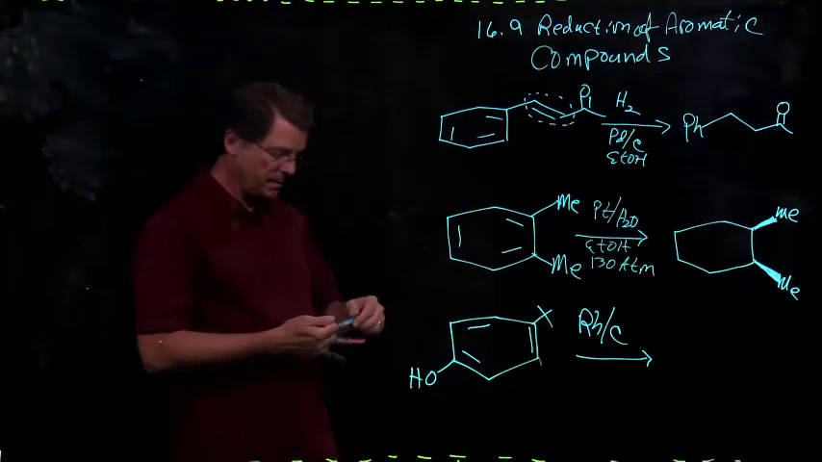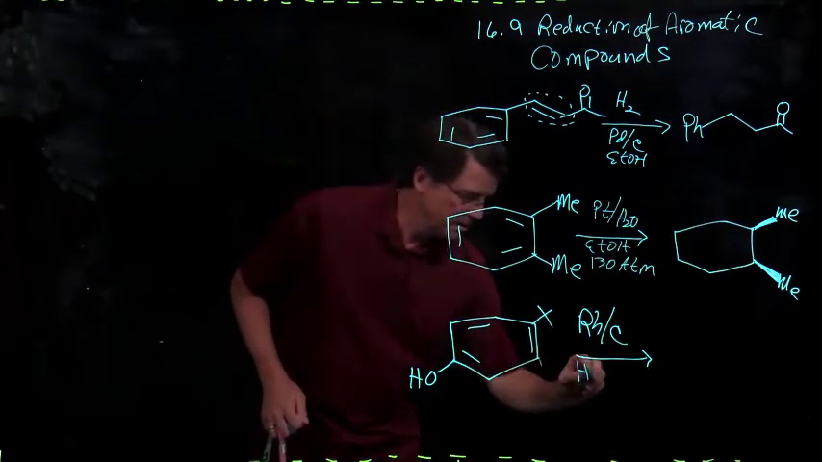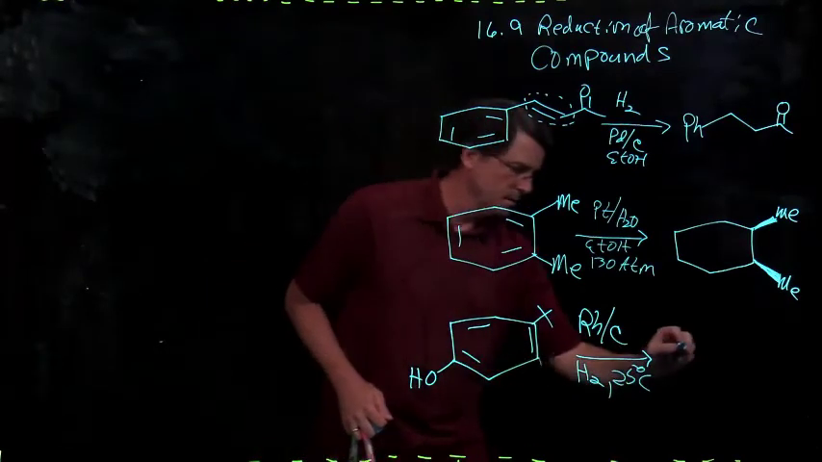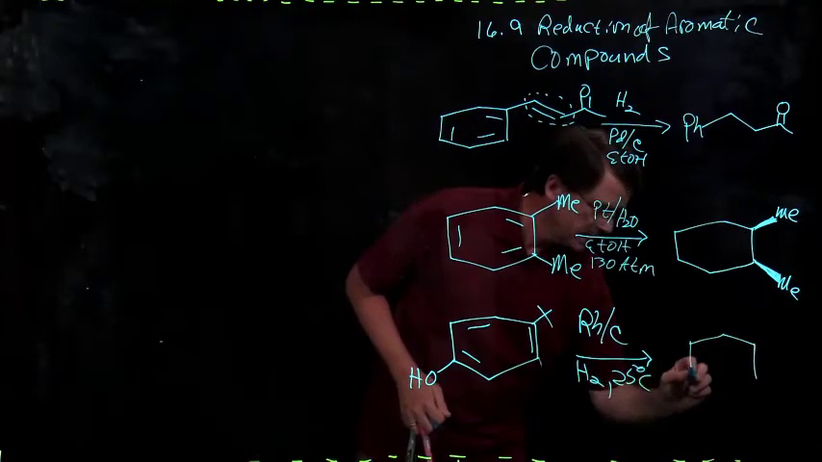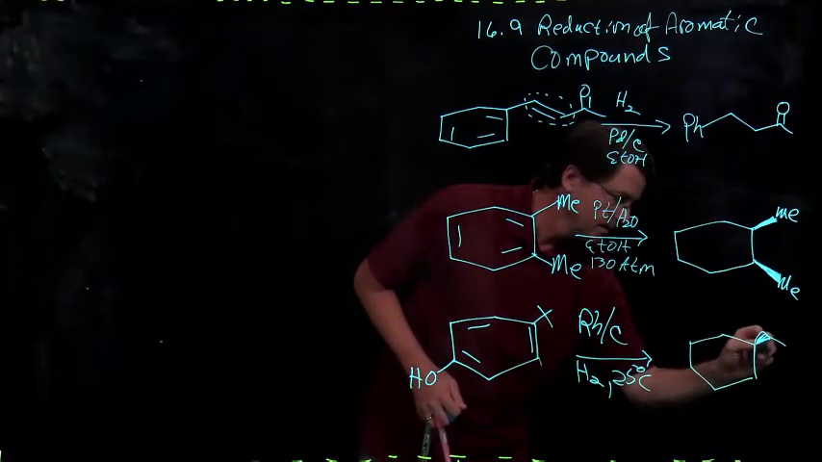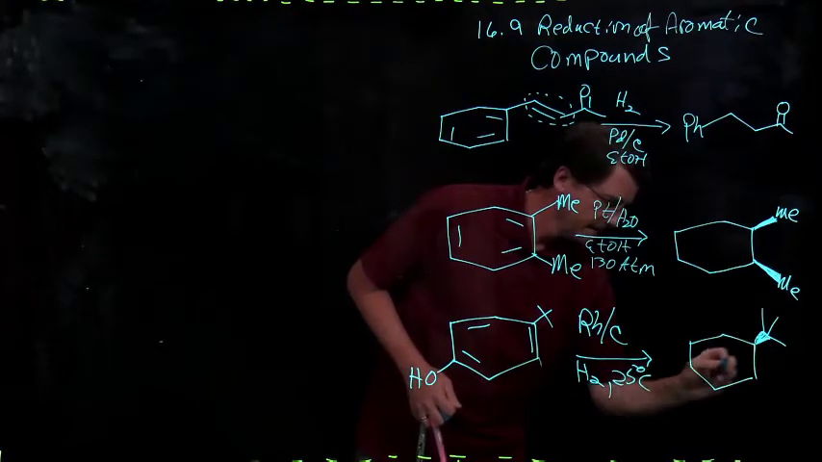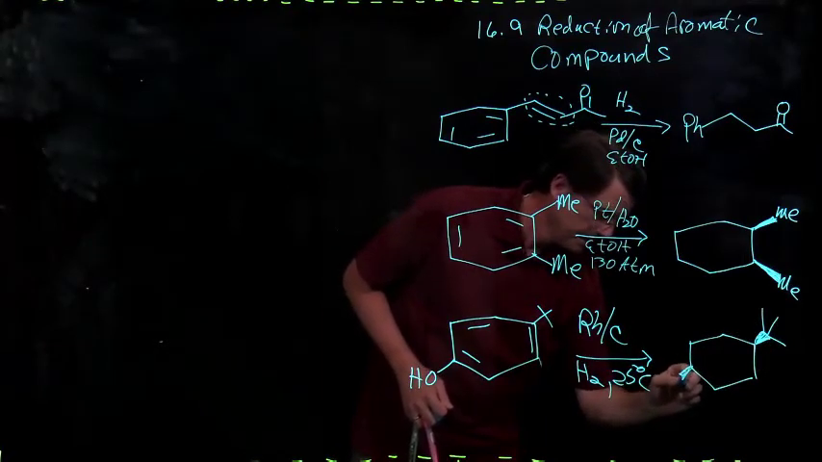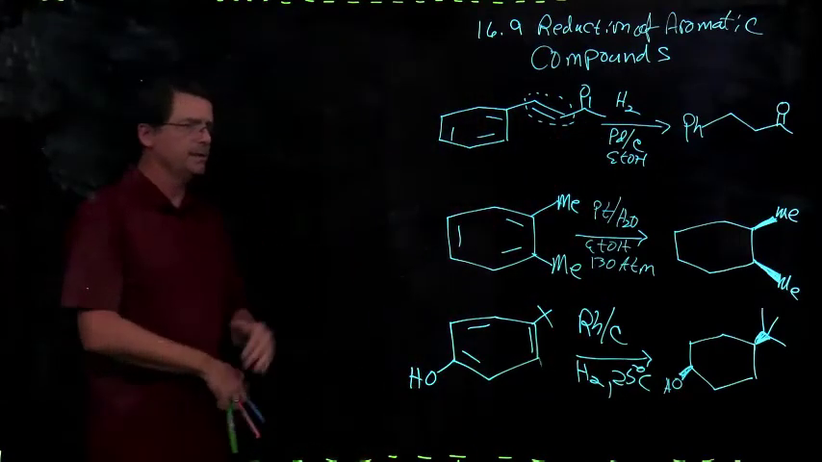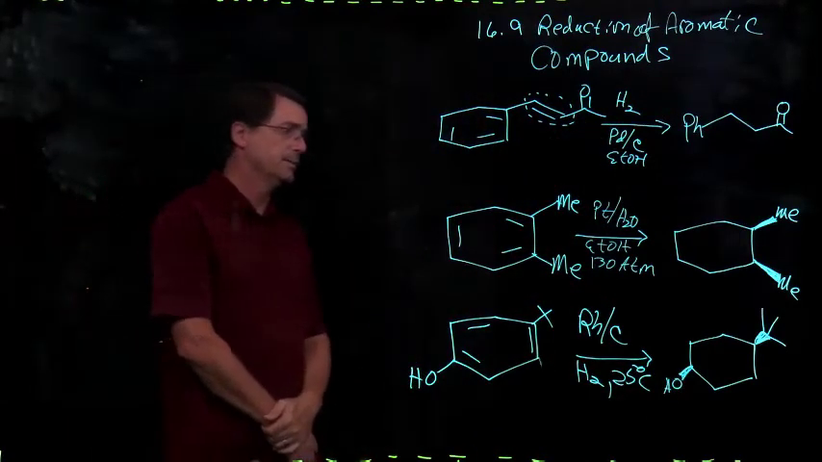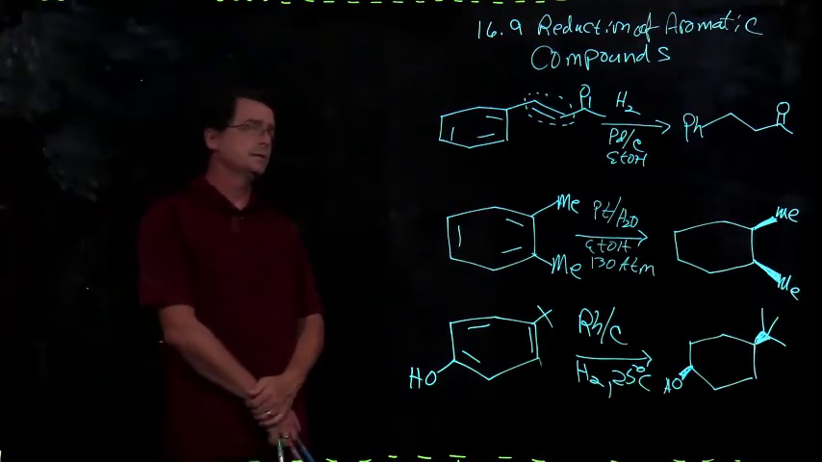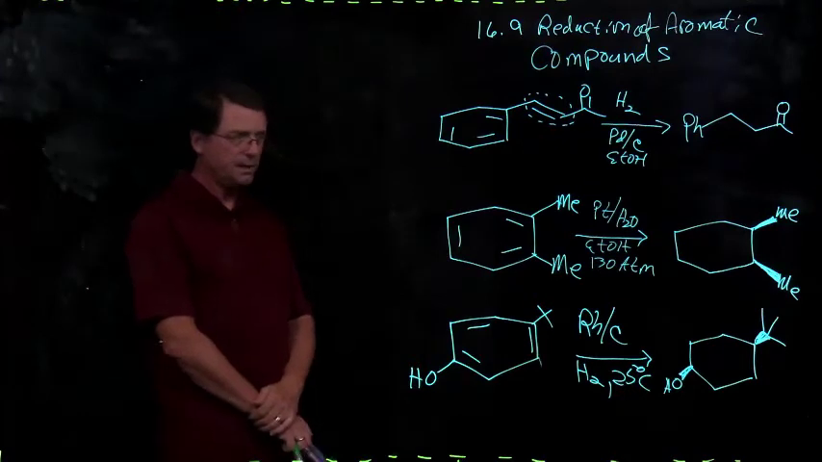If we do this with H2 at 25 degrees C in 1 atmosphere, rhodium will actually catalyze this hydrogenation, and again we get the cis product in these systems. And I won't get into all the details about the mechanism of this reaction. That's beyond the scope of our present course. All right, so that's the reduction of the aromatic ring itself.